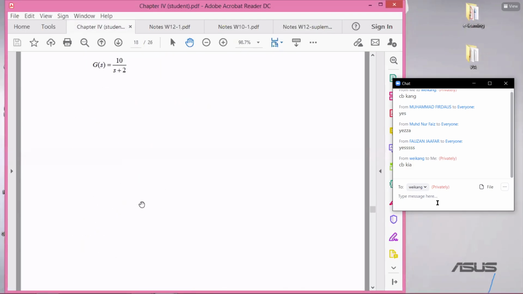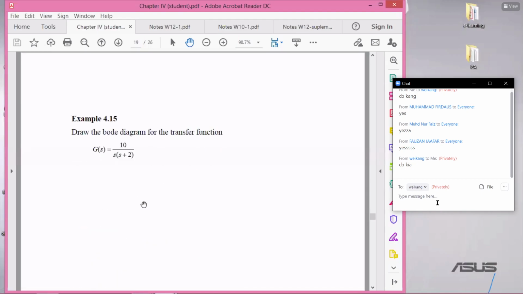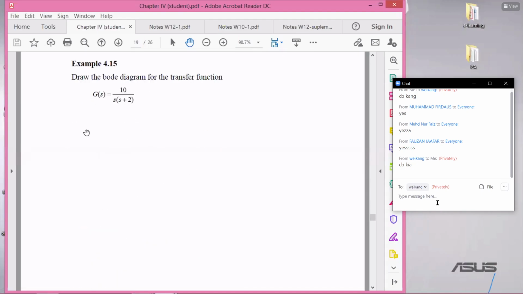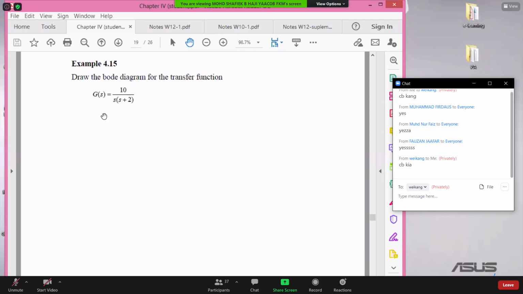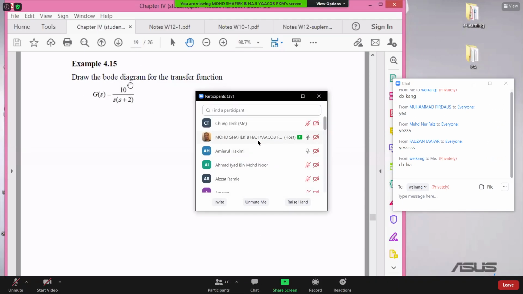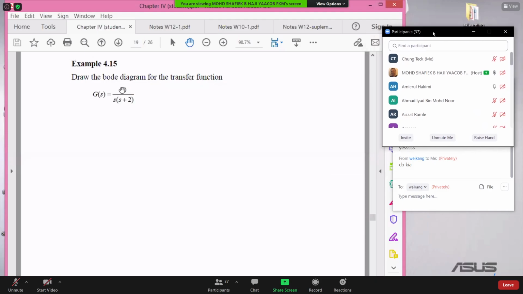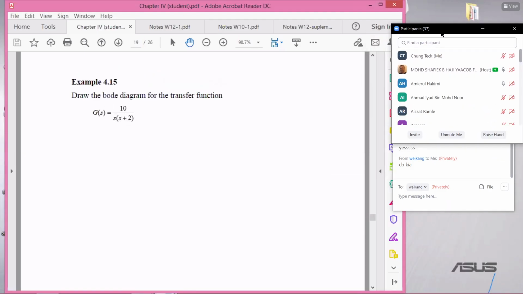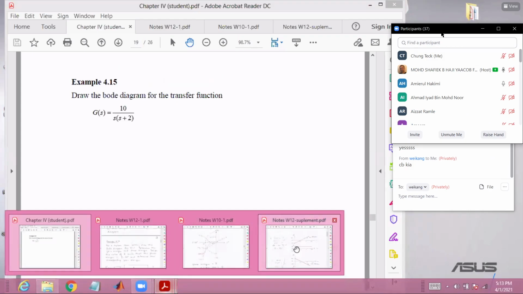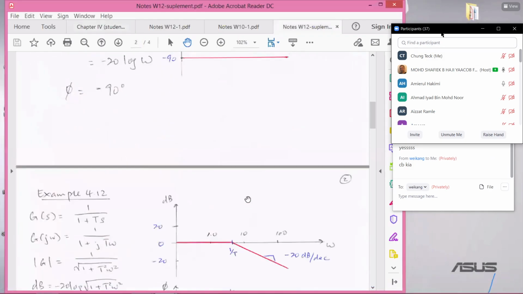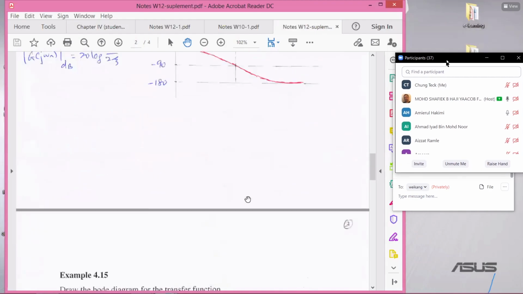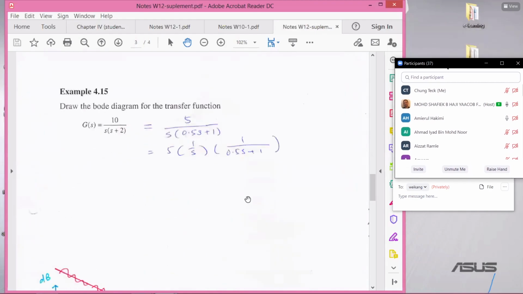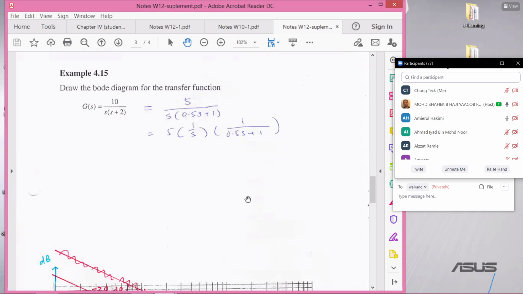Well, this is too simple. All right, so let's take a look at this example 4.15. How we can get the resultant Bode diagram from this, if our transfer function is 10 divided by s plus 2. Okay, I have an example for that. Okay, so let's go here. All right, so this is example 4.15.